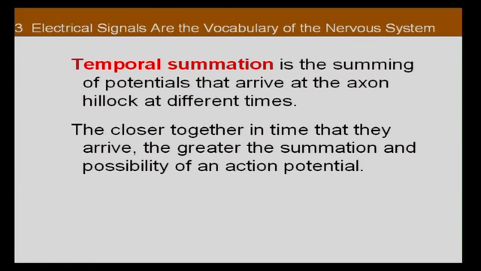The second kind of summation that you need to be familiar with, this is all covered in your book also very, very clearly, I think, it's called temporal summation. And that is the summing of potentials that arrive at the axon hillock at different times. Not very spaced out, but at different times in close temporal proximity. And the idea here, and the principle is, the closer together in time that they arrive, the greater the summation and the possibility of an action potential.